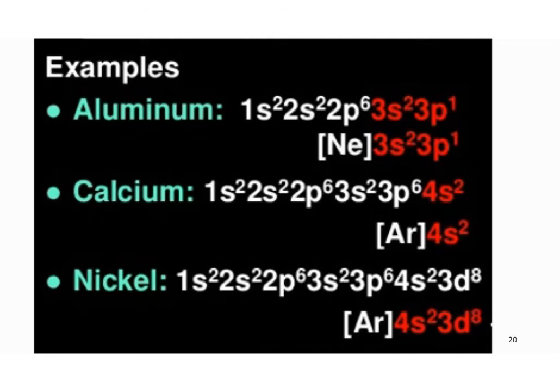Here are a couple more practice. So what I would suggest that you do is get a periodic table in front of you and see if you can in fact draw out the shorthand electron configuration for each of these, and then check yourself.